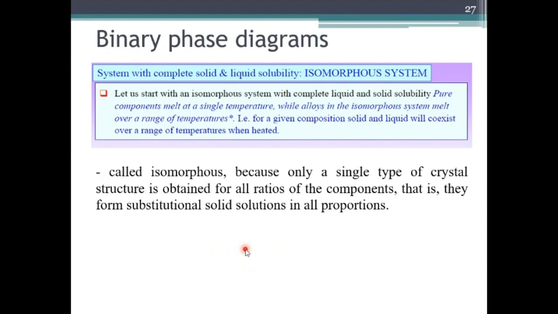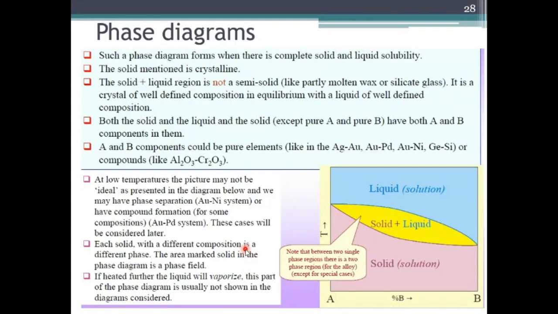In the case of an isomorphous system, only if it is an isomorphous system can we go for this binary phase diagram. The reason we call it an isomorphous system is that it will have a single type of crystal structure only, and all the ratios in the solid solution will be similar, in similar proportions. Only those we call an isomorphous system, and that component we call an isomorphous component. So for an isomorphous system only we can draw this binary phase diagram.